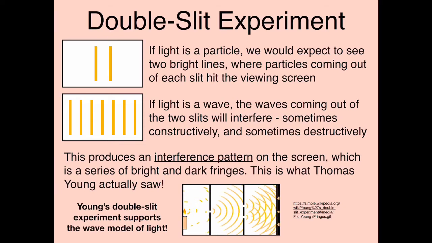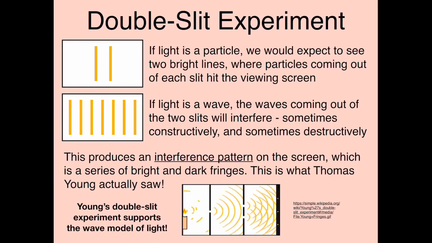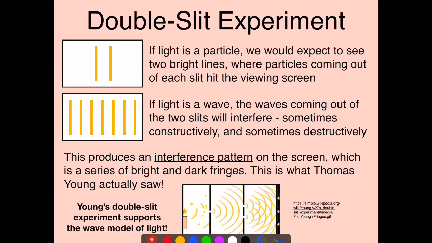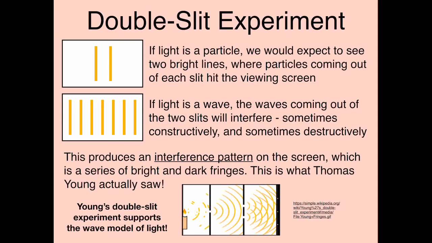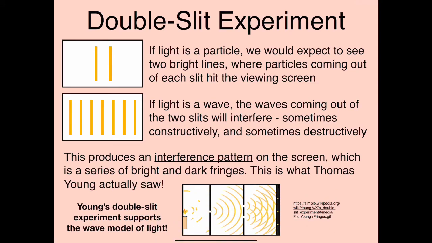So here's an animation of the double-slit experiment that Thomas Young did. Again, we have a source of light going through a single slit. Then after that, the light goes through the double slits, and then that gets projected onto the viewing screen where we see the interference pattern. Okay? If you want to see this animation again, here is the link to that.